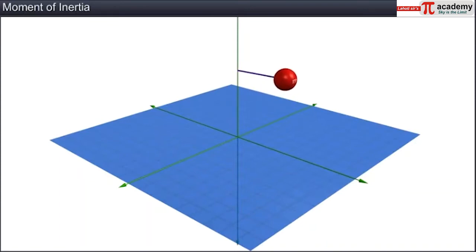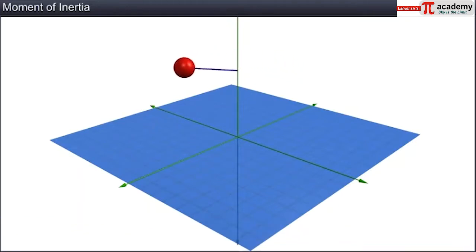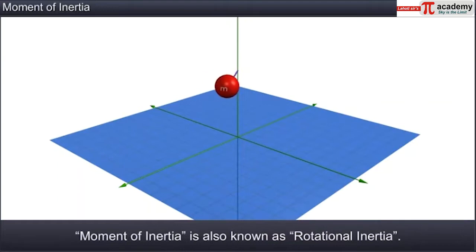Similarly, we can understand moment of inertia as the measure of resistance offered by a body to any change in its rotational motion. That is why moment of inertia is also known as rotational inertia.